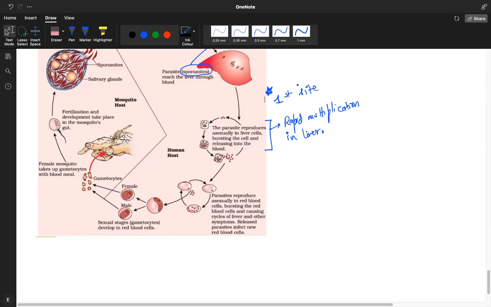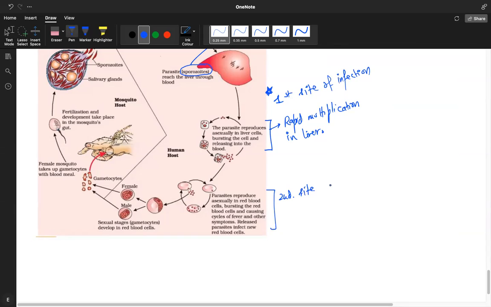What is the first site of infection of Plasmodium falciparum in a human body? Blood, liver, and two other options will be there, salivary gland or something else. You will see it's blood, but that's the wrong answer. So the first site of infection is, what is it, Meenakshi? Liver. Then this here is the second site.